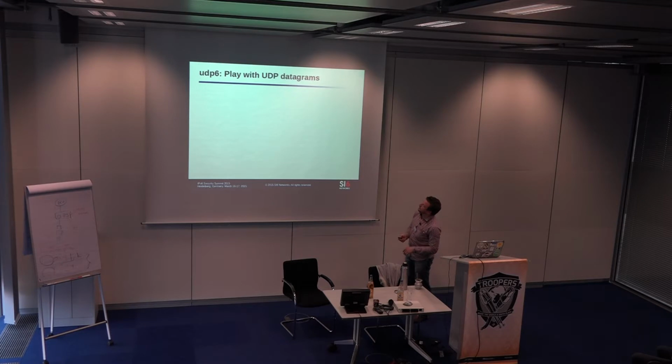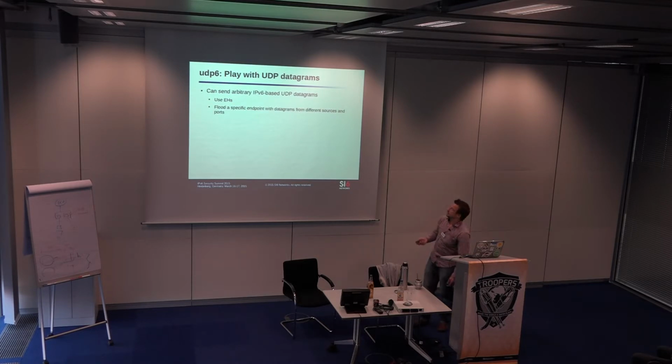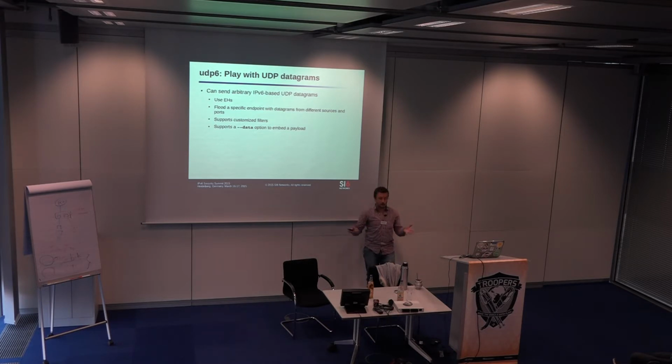Okay. At some point I said, there's a TCP6 tool, but what about UDP? So we produced a UDP6 tool which can send arbitrary packets. For example, you can use extension headers. You can send multiple packets to a specific destination, like saying, I want to send lots of packets to a DNS server. You can use lots of filters, which is something that every tool of this toolkit supports. For example, you can say, I only want to respond to packets that come from this or that other system, or that use this or that other port. So it's very easy to customize what you respond to or not. This tool also has a data option, which allows you to send specific attack payloads to your target. This is new in this version of the toolkit.